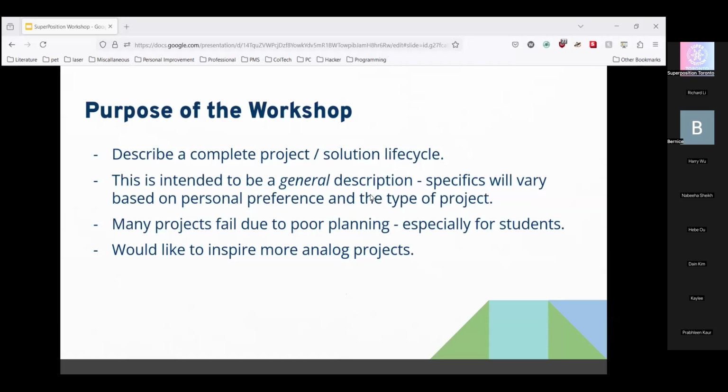And just as a small personal desire, I'd like to inspire some more analog projects instead of software. My heart's always been with physical things, PCBs, electronics, even though software's been booming, there's all the AI hype. I would like to see more analog solutions in the future.